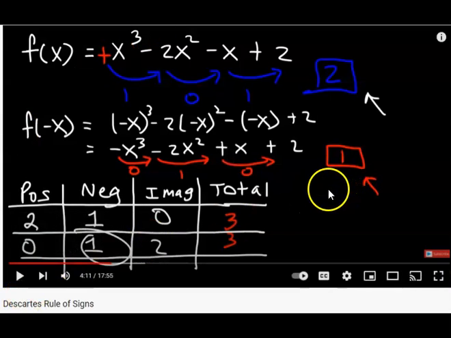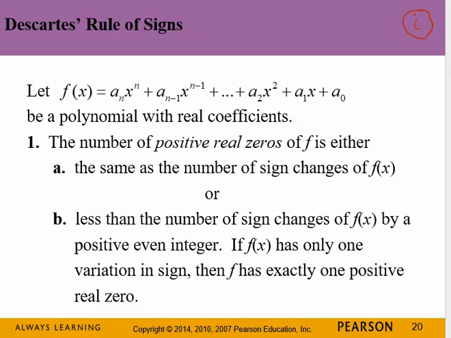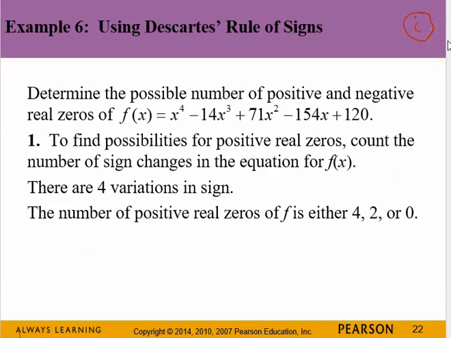Okay, so you see the use of a chart was very good, and he went over the idea of sign changes, wrote it out very well. So I think the chart was helpful and his explanation. Let's go on to example 6 now, where we're using Descartes' rule of signs.